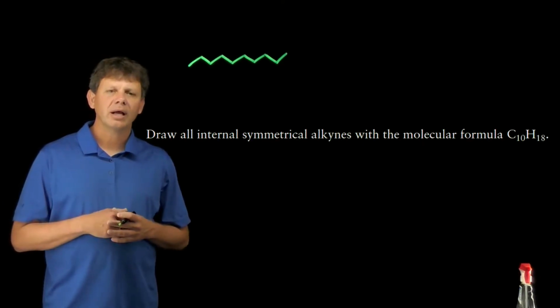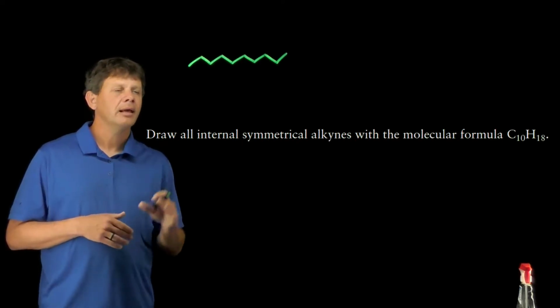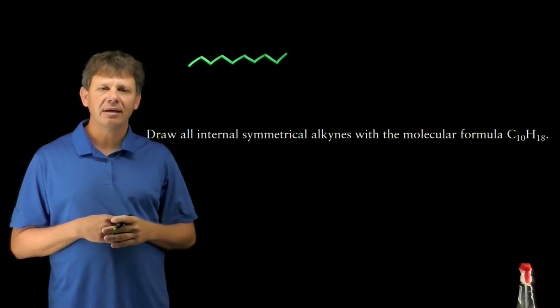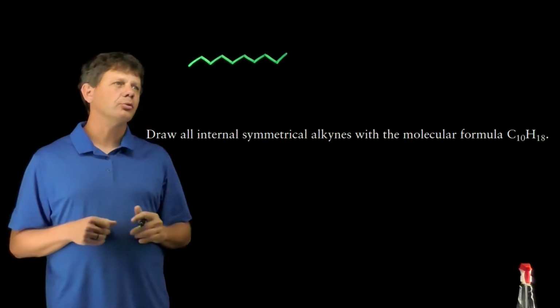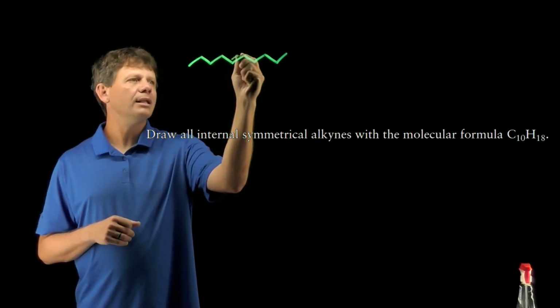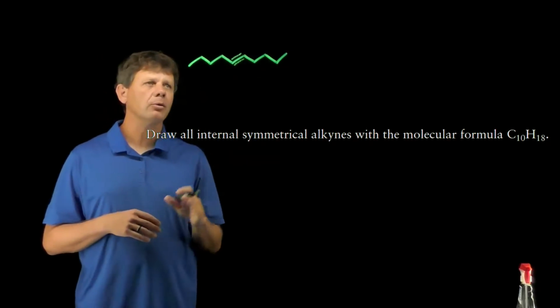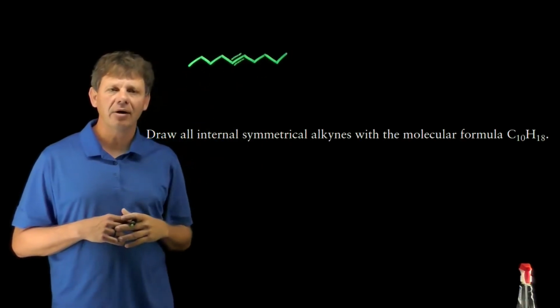In this assessment, we're asked to draw all internal symmetrical alkynes with the molecular formula C10H18. I've gone ahead and shown a 10-carbon chain so we can get an idea of how this will start. The alkyne needs to be between the central two carbons. And so if we dot it in here, and I'm going to redraw this so that we can have the shape be correct, we see that we have 4 carbons on either side of the alkyne.